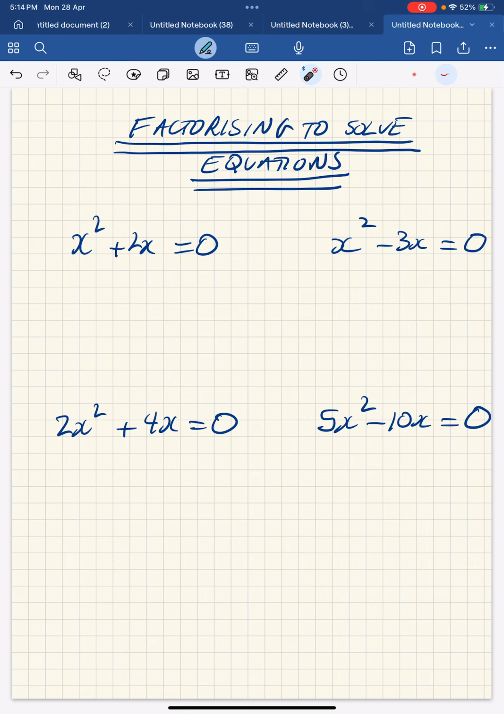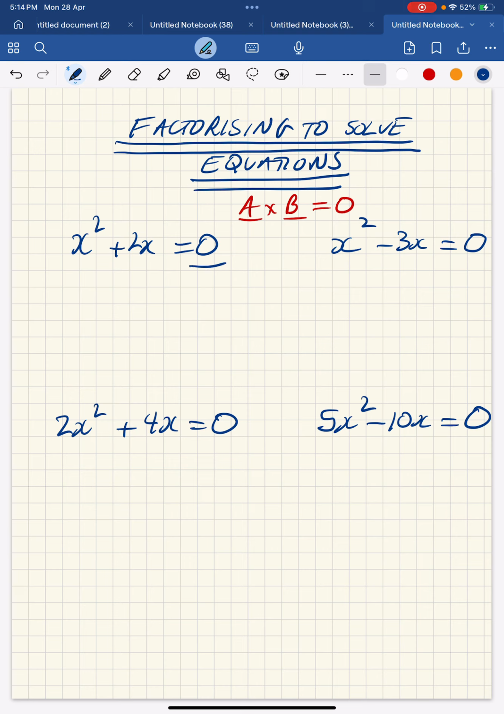Now factorising, we must have equals 0 on the right hand side, and we must have things multiplied together on the left hand side. So this is the shape that we want. We want things to look like the following: a times b equals 0, where a and b are factors, things multiplied together. So let's go ahead and factorise.